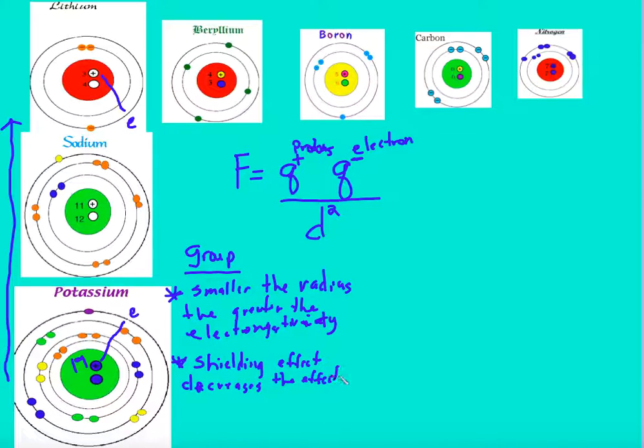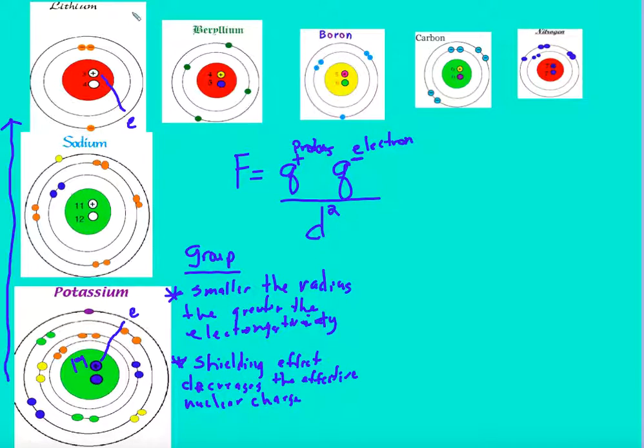So when you write out on a test, when we ask you which has the greater electronegativity, lithium or potassium, you would say lithium, and you would mention that lithium has a smaller radius, and the shielding effect decreases the effective nuclear charge on potassium, and therefore lithium would be able to attract an electron better, so it has a higher electronegativity. Okay, so that's the group trend. Basically, the smaller radius and the shielding effect are things that you're going to want to mention.